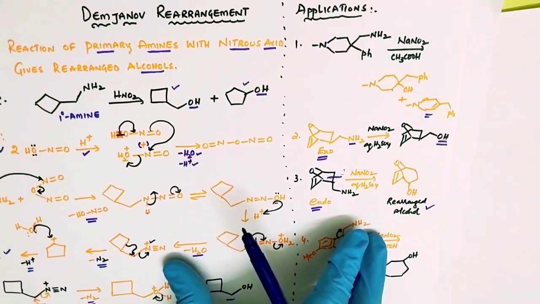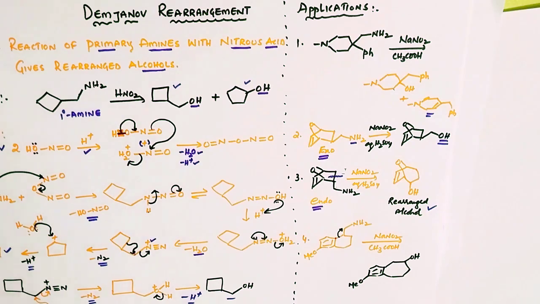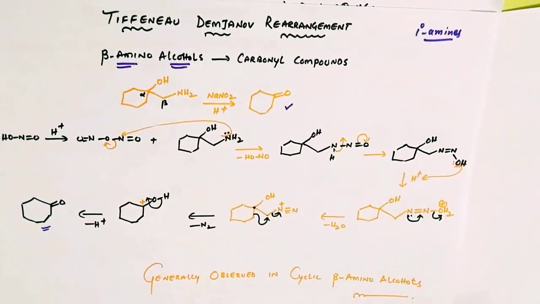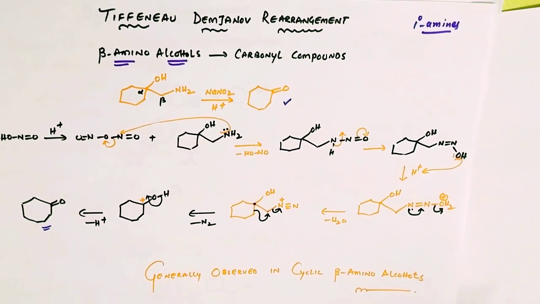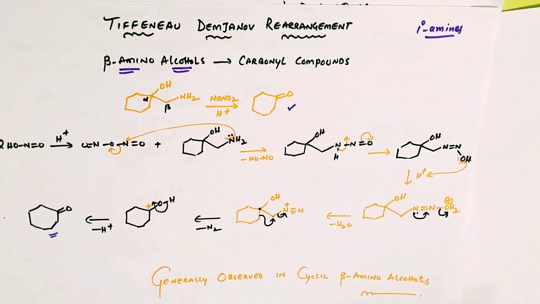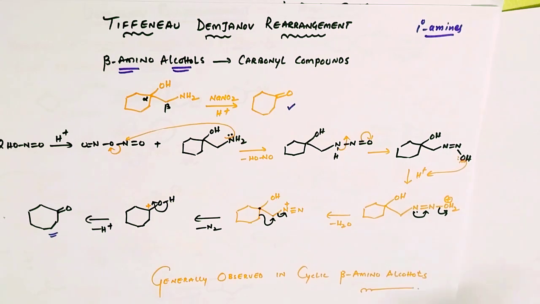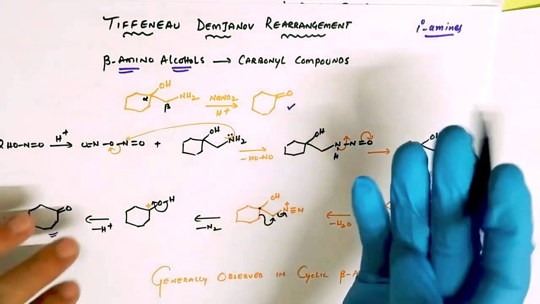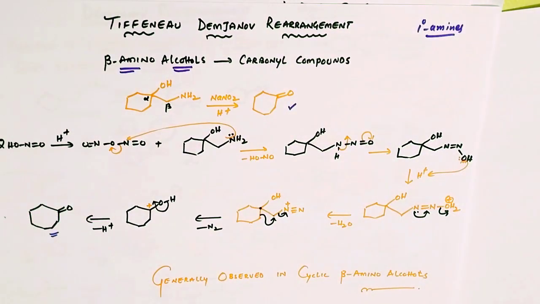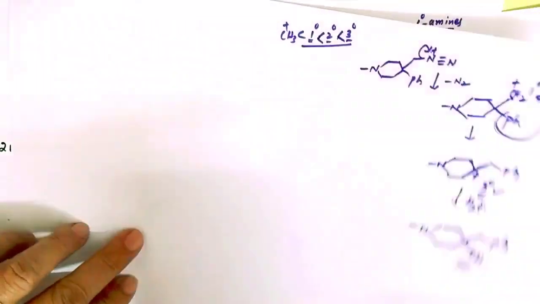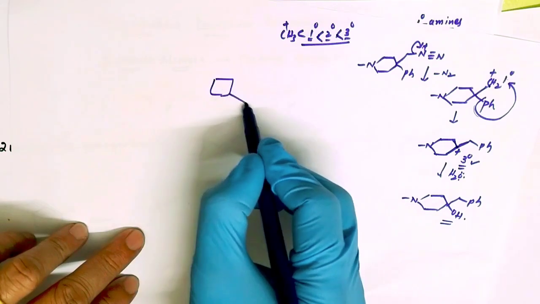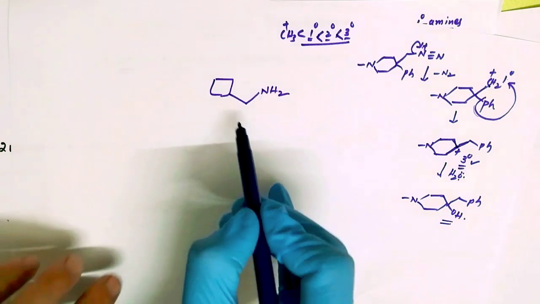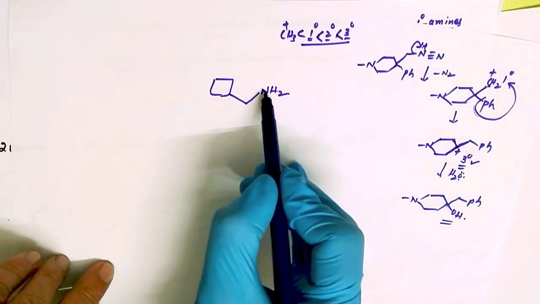Here we have a small extension of the Demjanov that was given by Tiffeneau. That's why it is commonly called the Tiffeneau-Demjanov rearrangement. What is the name? Tiffeneau-Demjanov rearrangement. In the Demjanov rearrangement, what have we taken? Primary amines, right? This is the example which we have taken, NH2.